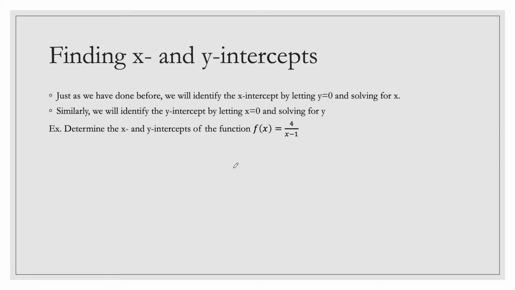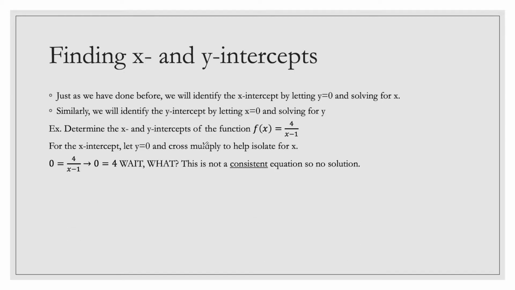So to find the x-intercept, we let y equal 0, and then what we will do is cross multiply to try to isolate for x. So when we let y equal 0, we get 0 is equal to 4 over x minus 1. When we cross multiply, this ends up giving us this really weird equation here that says that 0 is equal to 4. So we can see here that obviously 0 will never equal 4. And the problem with this is that this is a constant. This is not a variable. If this was a variable, that'd be fine.